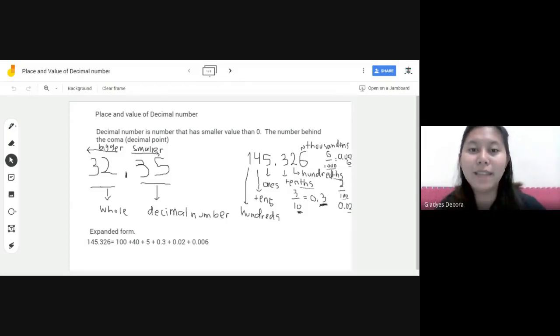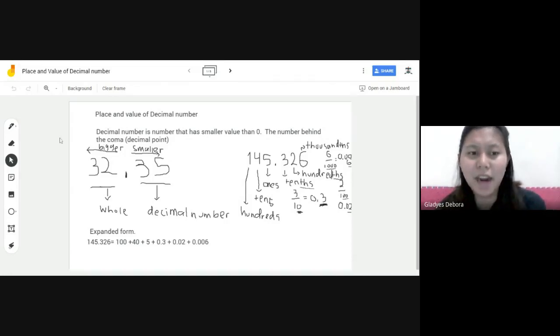So, when it comes to 0, basically 0 is the smallest number. Yes, it is. But there are numbers that have a smaller value than 0, and we call those numbers decimal numbers. And the number behind the comma, we call it behind the decimal point. So we are separating the whole number and the decimal number with the decimal point.